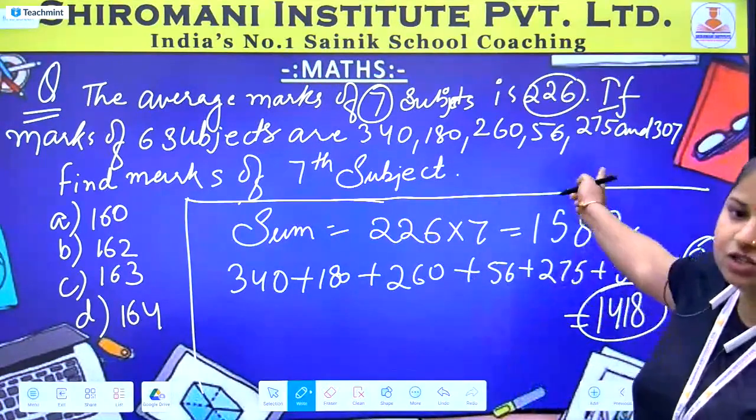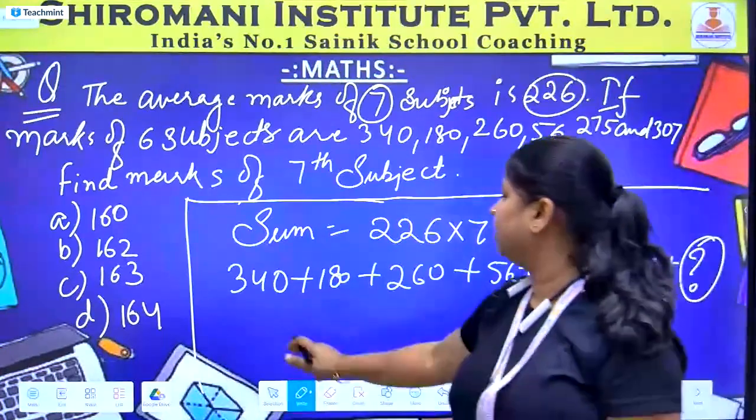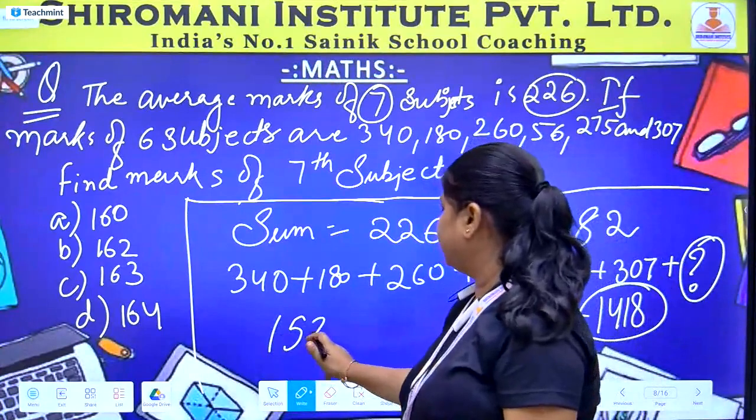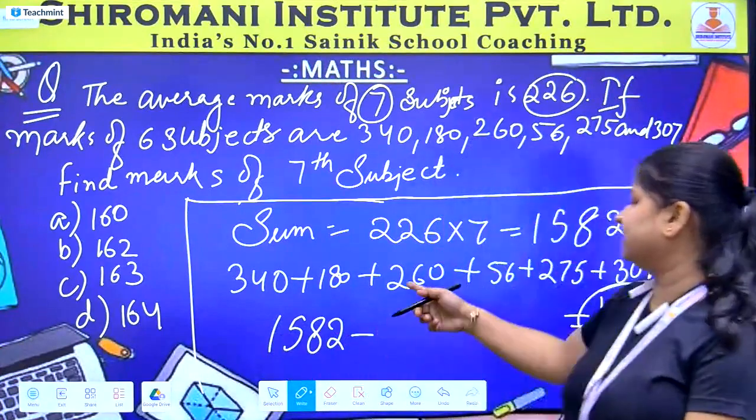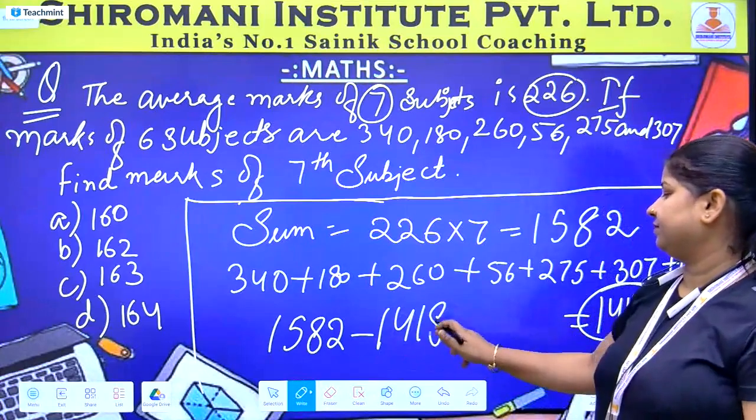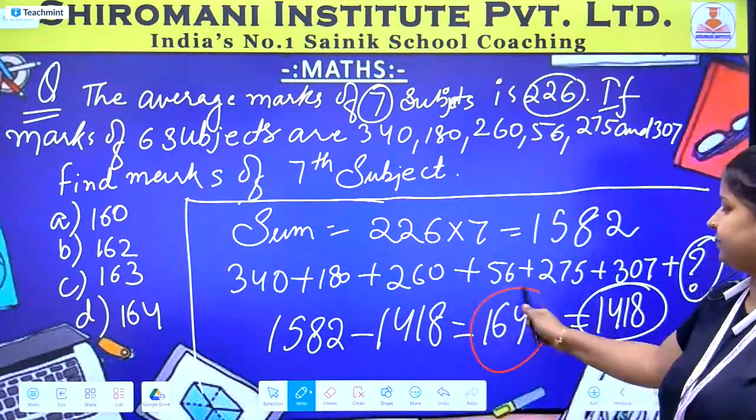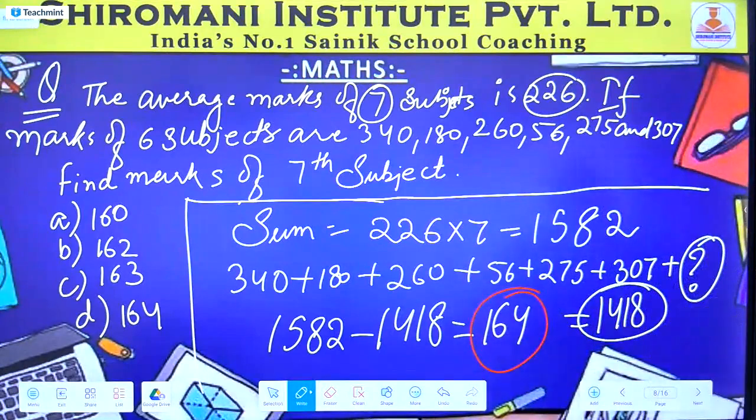Now, whatever is your total sum of observation, you should subtract this result from it. So how much will you get? 164 is the answer. That's the marks of your 7th subject.